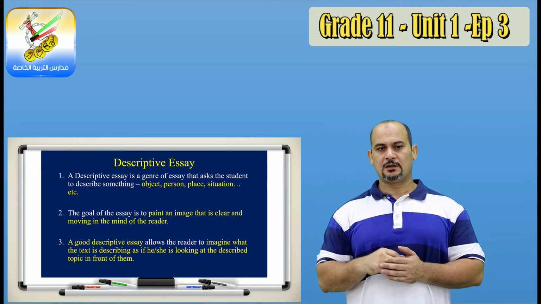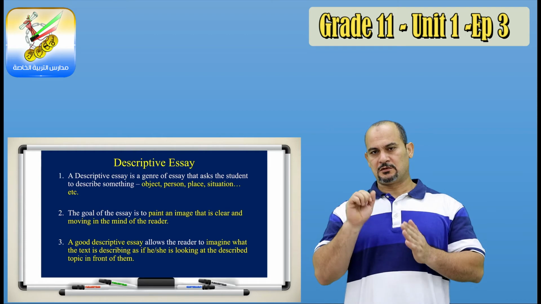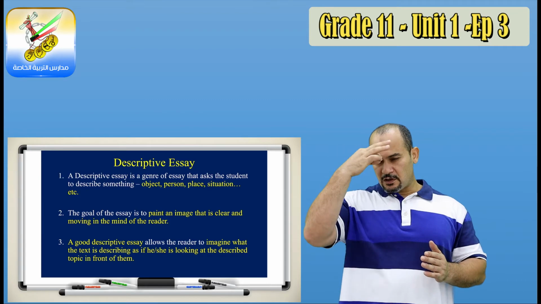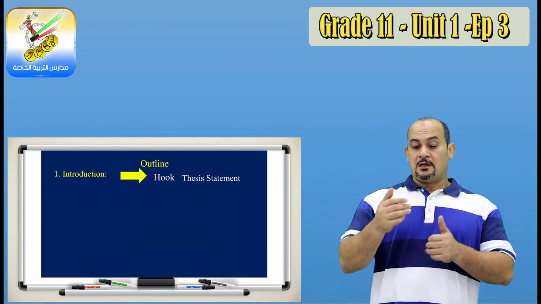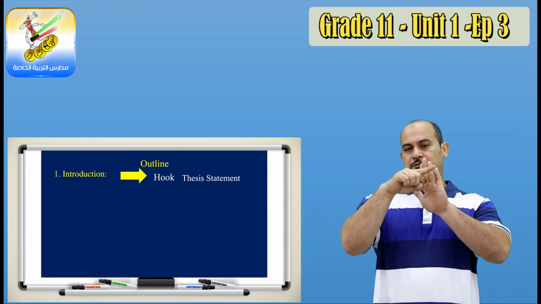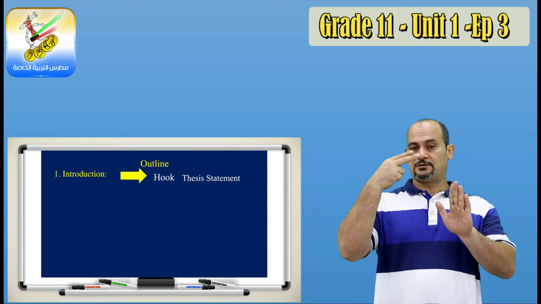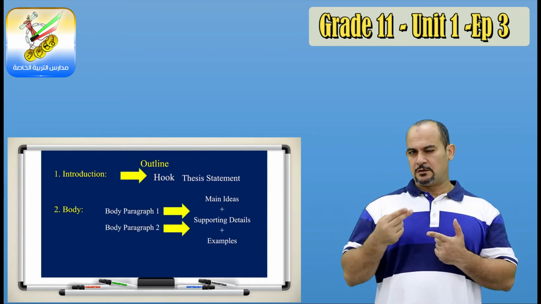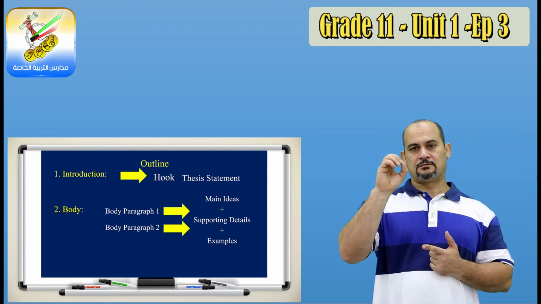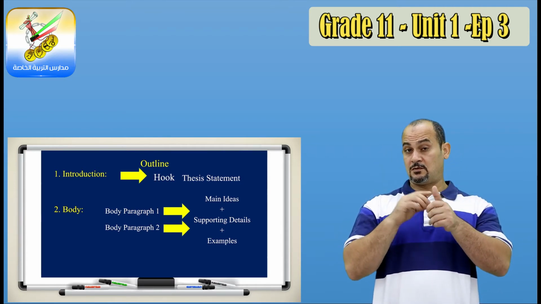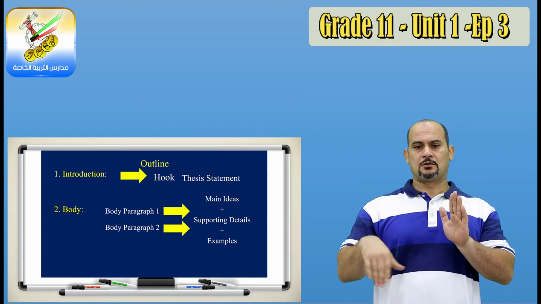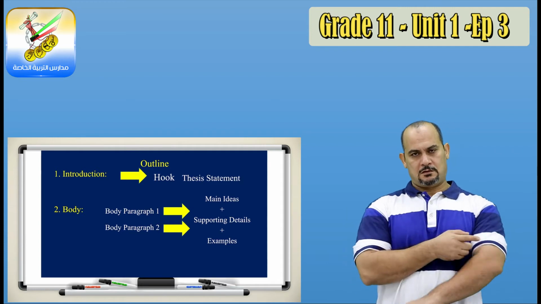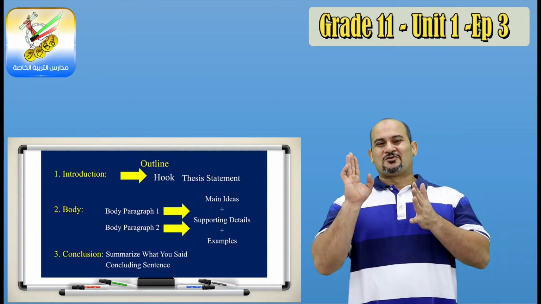A good descriptive essay allows the reader to imagine what the text is describing as if he or she is looking at the described topic in front of them. For the outline, the first thing is the introduction. The introduction contains the hook and thesis statements, and we will go through them step by step. The second thing you should write in the outline is the body, and the body is divided in 2 parts. Body paragraph 1 and body paragraph 2, and both of them contain the same elements: main ideas, supporting details, and examples. The last thing is conclusion.